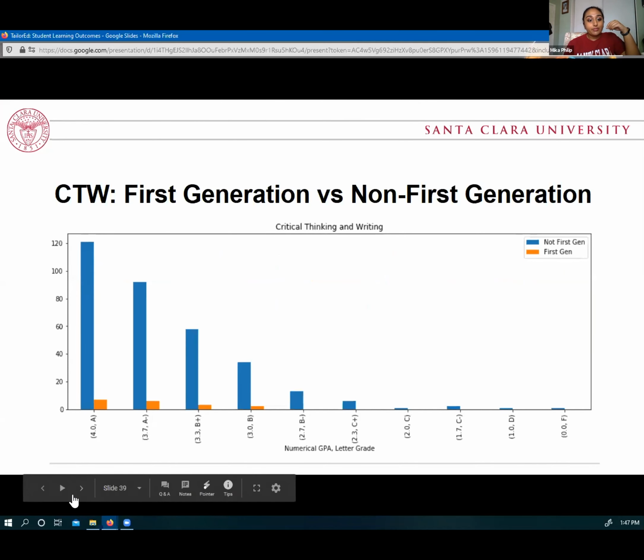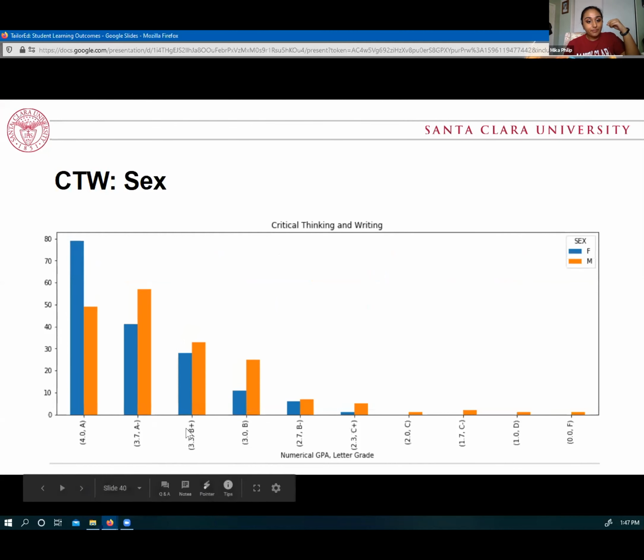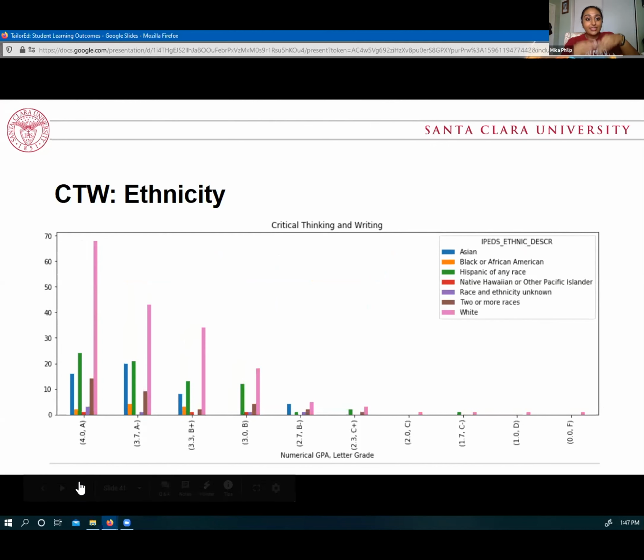We have it for sex. And as I mentioned before, most of the grades tend to be above B minus; only 10 or so were below the B minus range. Next slide. We also see that breakdown by ethnicity, seeing which races earned certain grades. Hopefully in the future users will be able to toggle and see one at a time. If they only want to see Asian or Native Hawaiian, they'll see that.